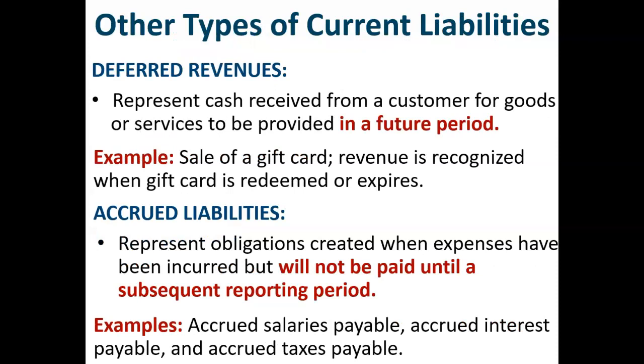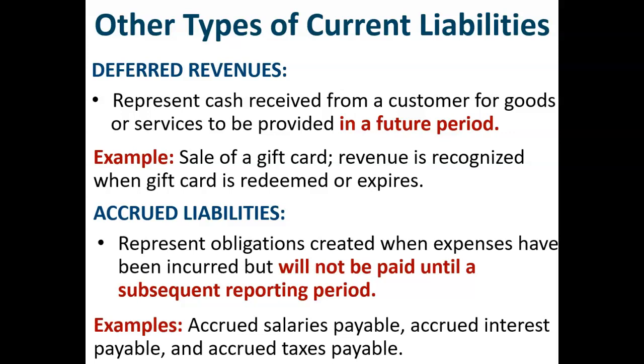Deferred revenues, sometimes called unearned revenues, represent cash received from a customer for goods or services to be provided to that customer in the future. For example, a company records deferred revenue when it sells gift cards. Revenue is not recorded until those gift cards are redeemed by the customer for merchandise or expire without being used.